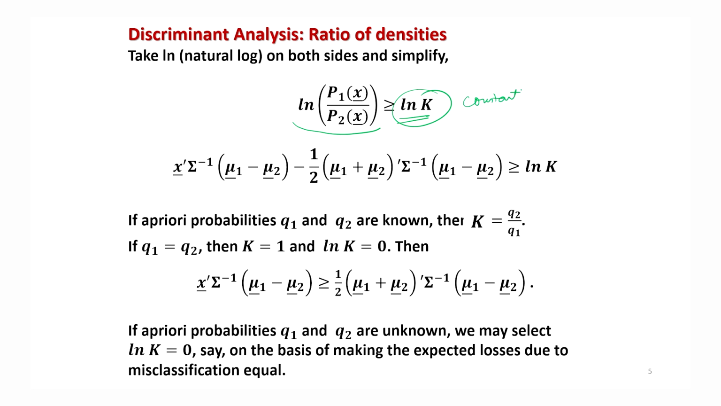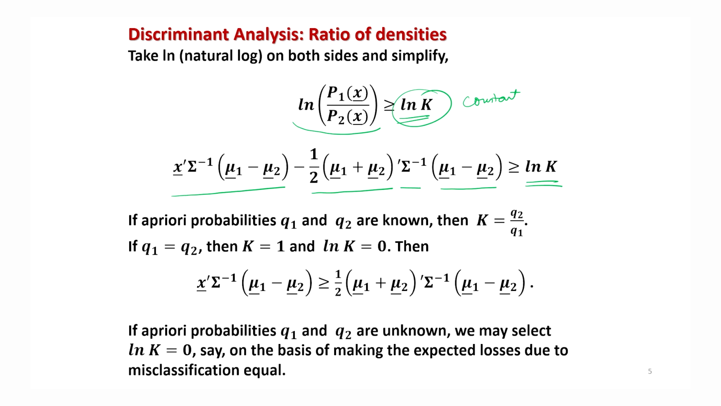And if you take the log here, this will be transformed to x transpose sigma inverse (mu1 minus mu2) minus 1 upon 2 (mu1 plus mu2) transpose sigma inverse (mu1 minus mu2) is greater than or equal to log of k. So log of k here is a constant. Now, what about the value of k?